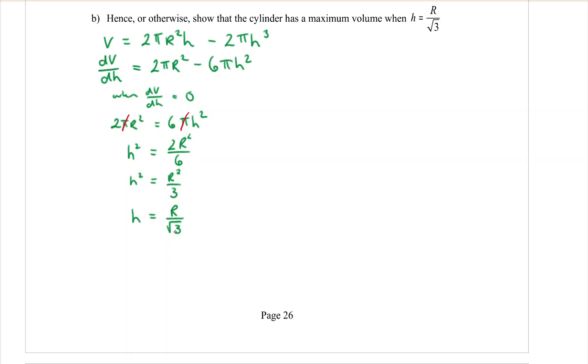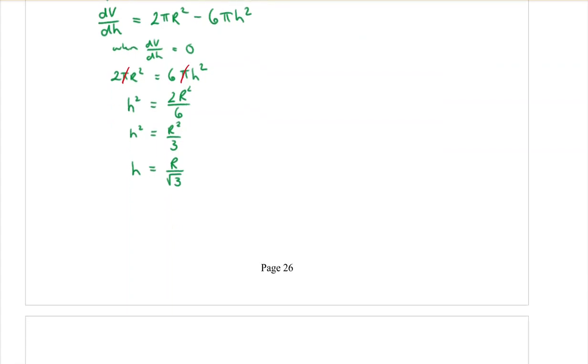To find out whether I have found a maximum, second derivative. So d squared v over dh squared equals, and you can just see my first derivative at the top there. So the second derivative of that, you bring no, I don't bring the 2 down because I'm not differentiating r. So this whole thing here is just a constant if I'm differentiating h. So that whole thing will disappear. It's only that h there that I need to differentiate. So minus 12 pi h. Very good.